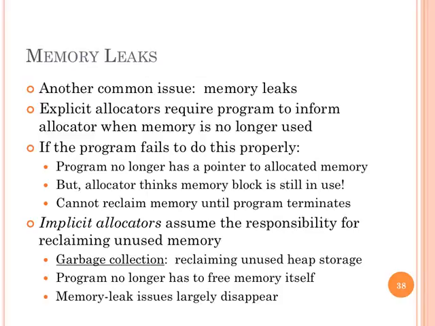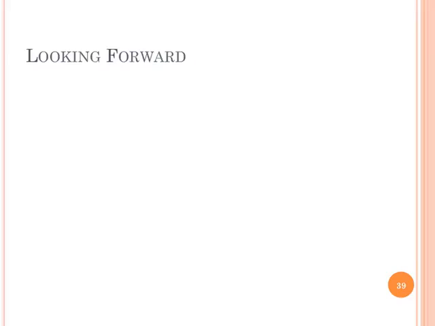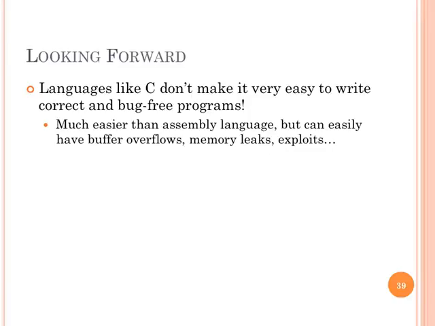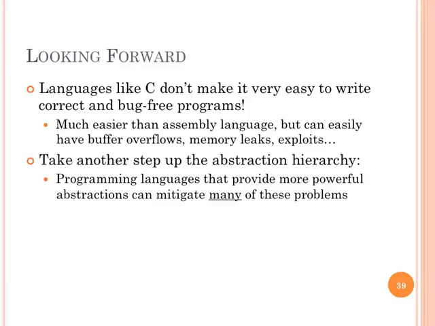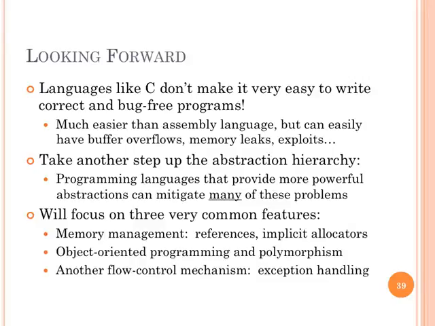So implicit allocators are one of the next things we'll talk about because that mitigates the issue of memory leaks, to some extent. There's still some challenges you can run into. But with garbage collection, reclaiming unused or no longer used heap storage, most of your memory leak issues start to disappear. And similarly, we have higher level language facilities that we'd like to introduce. Like I say, C doesn't really allow us to write correct and bug-free programs very well. So what we're going to do is start going up the abstraction hierarchy a little bit more and start looking at how we can mitigate some of these issues through language features.